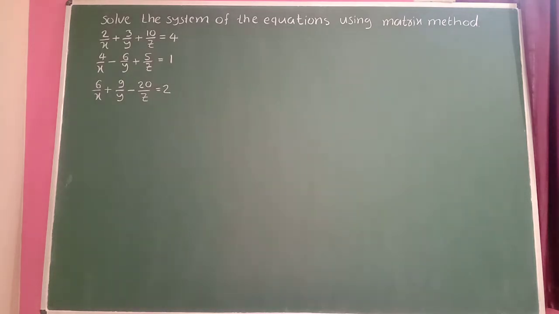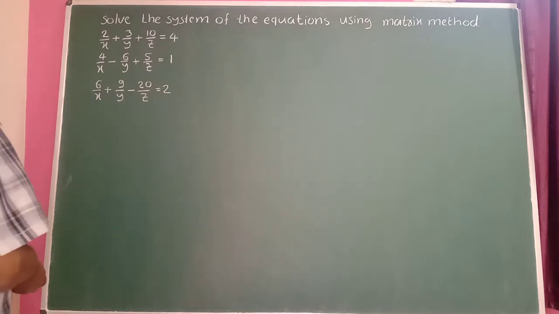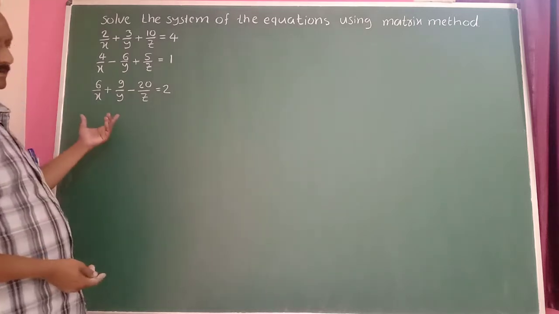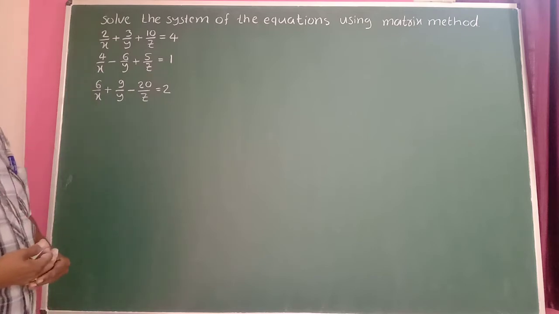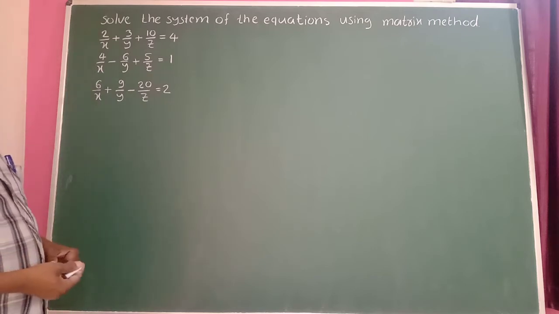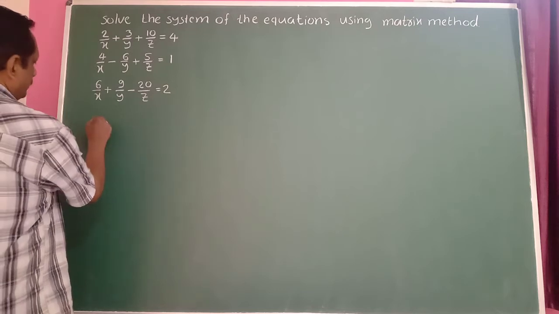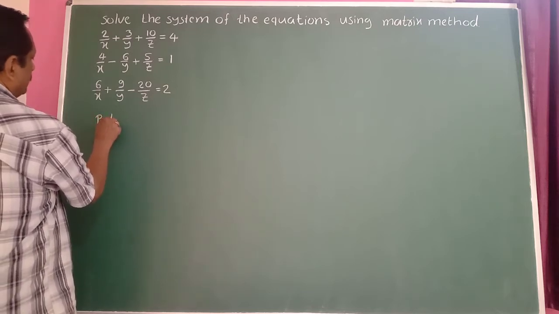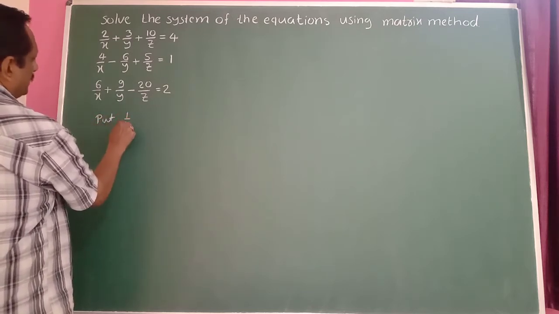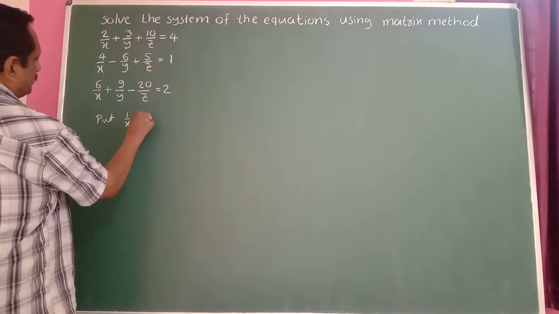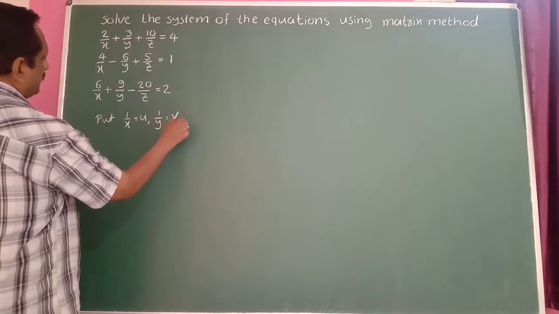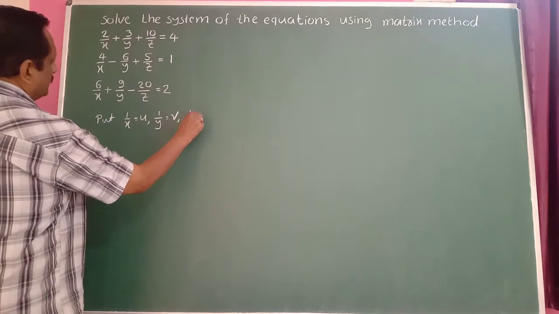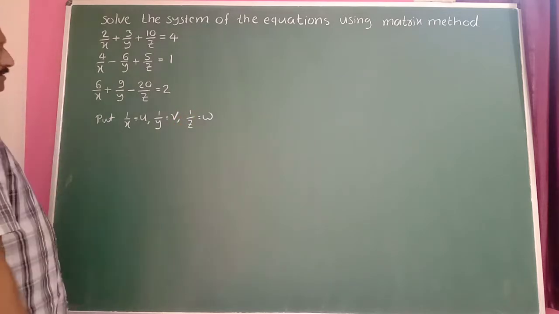So solve the system of equations using a matrix method. Three linear equations are there. Find x, y, and z values here. So in this example, substitute 1 upon x is equal to u, 1 upon y is equal to v, and 1 upon z is equal to w.